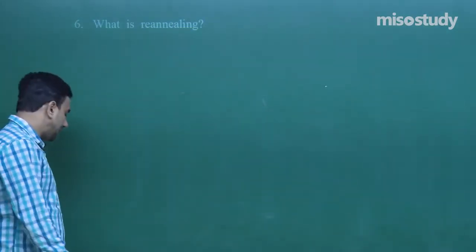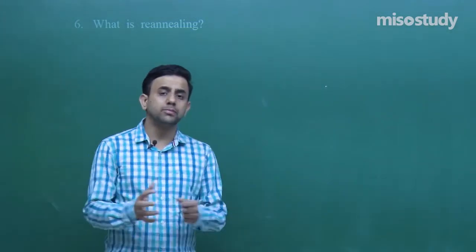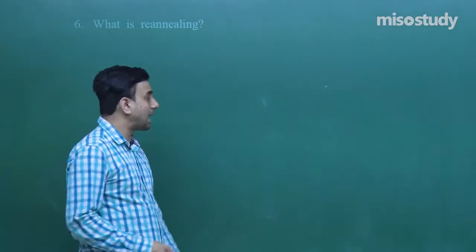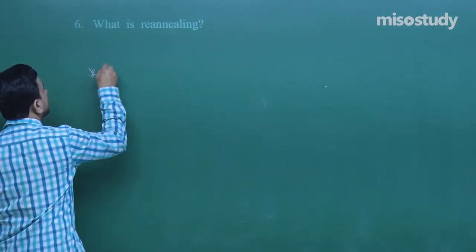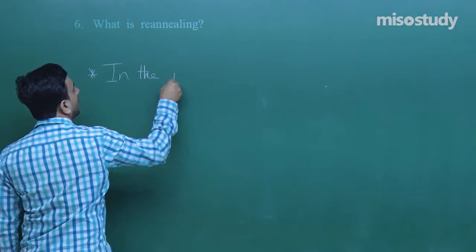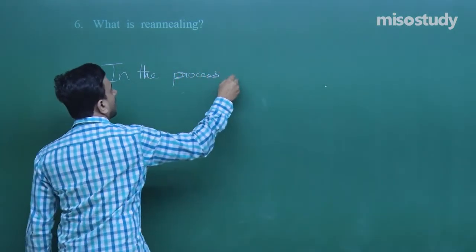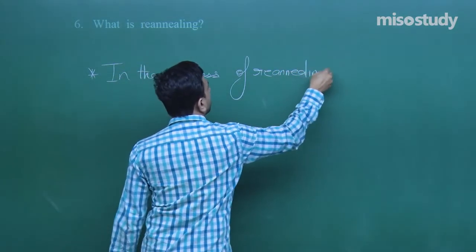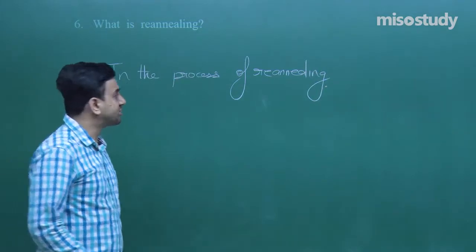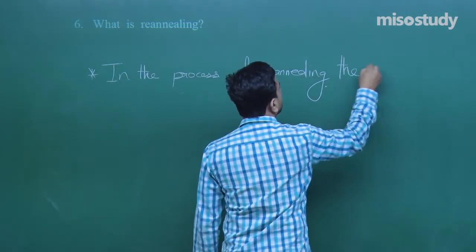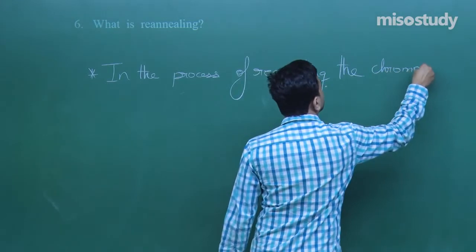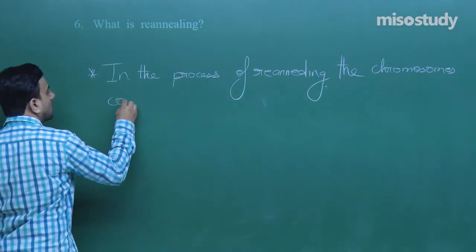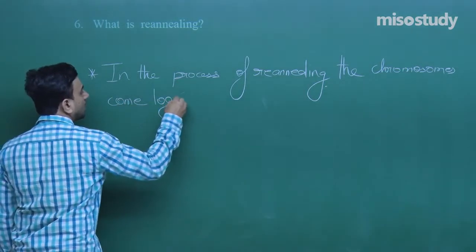What is reannealing? What happens in reannealing? The chromosomes come together by an enzyme. The chromosomes join together by the enzyme, and that process is called reannealing. In the process of reannealing, the chromosomes come together.